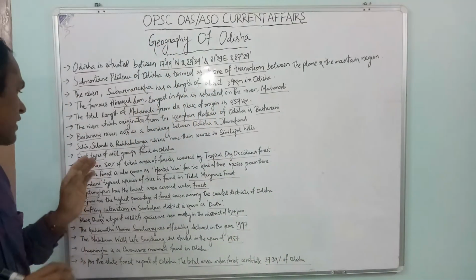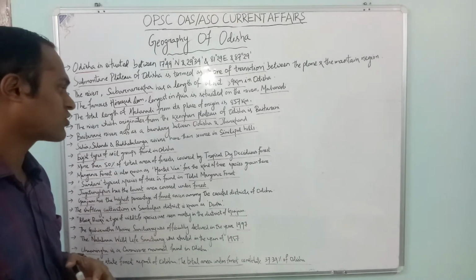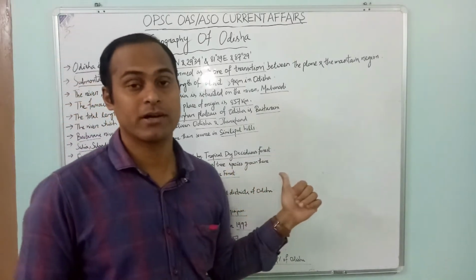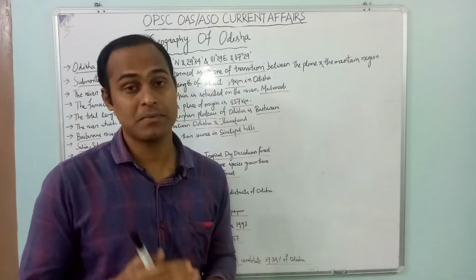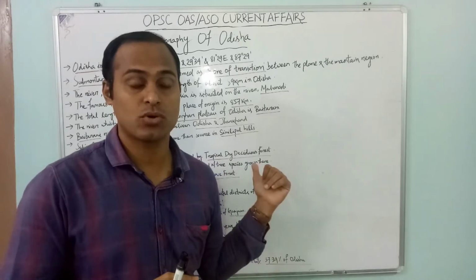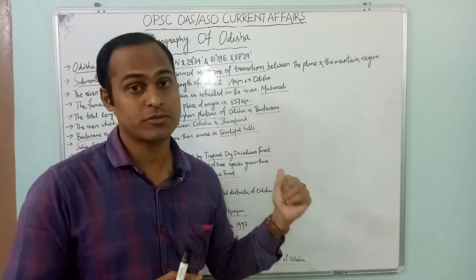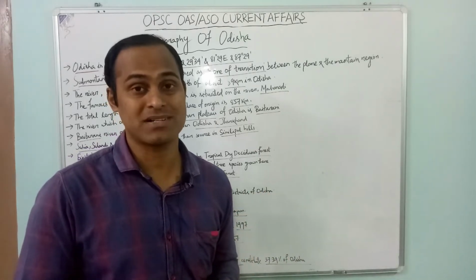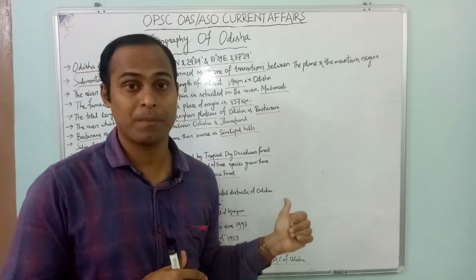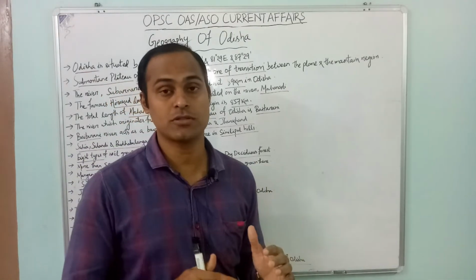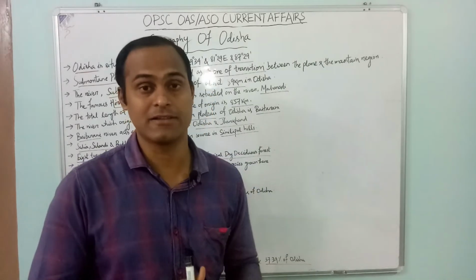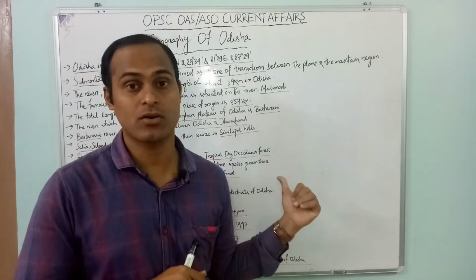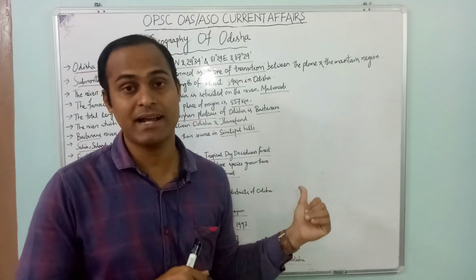Then coming to the next one, more than 50% of the total forest area is covered by tropical dry deciduous forest. Very important. They have asked this particular question. More than 50% of Odisha's forest is tropical dry deciduous forest. I again repeat the fact. Deciduous means trees that shed their leaves are called deciduous trees. So Odisha is rich in this particular variety, that is tropical dry deciduous forest.